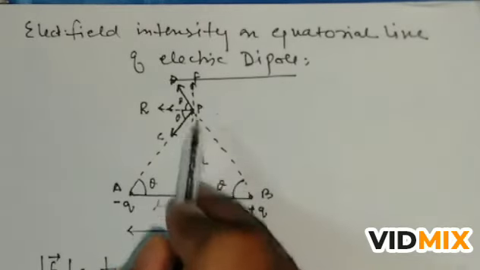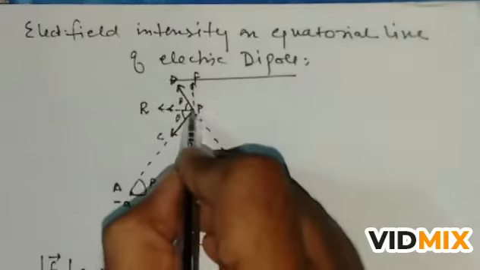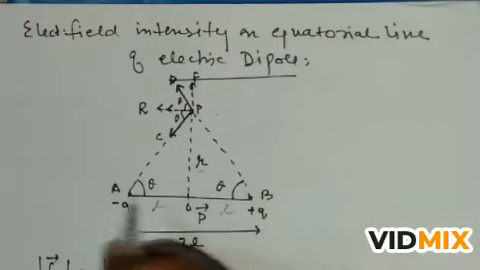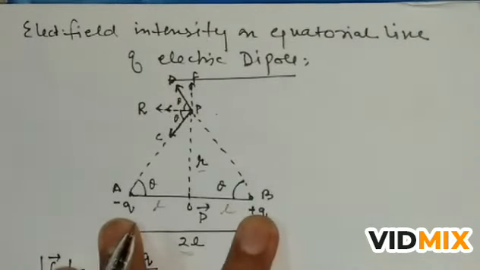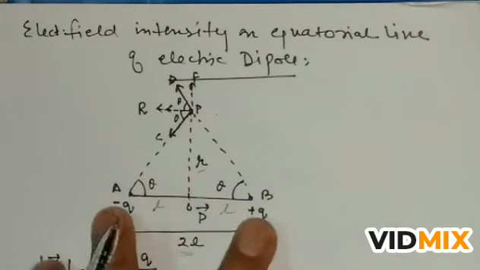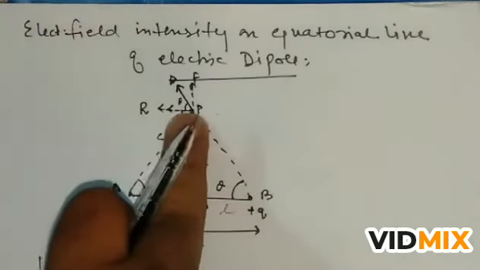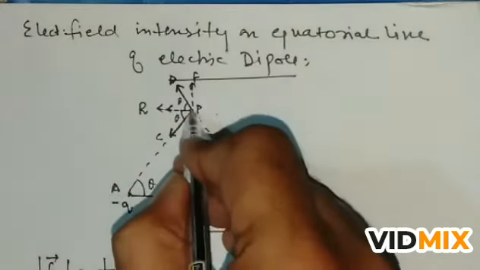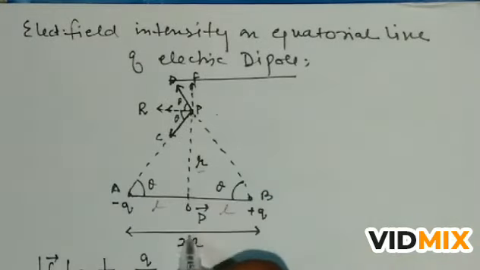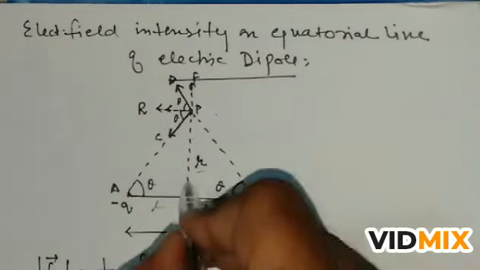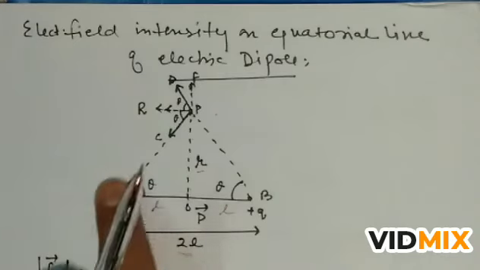At R distance on the equatorial point we have to find the electric field intensity due to these two charges, or we can say with this dipole. So in dipole की वजह से इसके equatorial plane पर, equatorial point पर यहाँ हो या कहीं पर भी, anywhere you can find the electric field intensity, ऊपर नीचे कहीं पर भी आप find कर सकते हो. So how can we find?